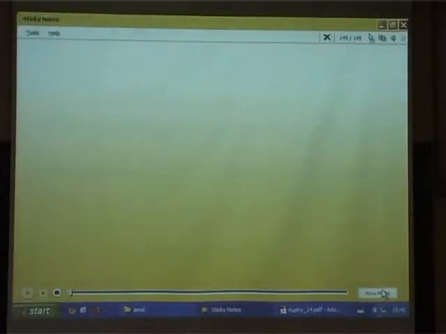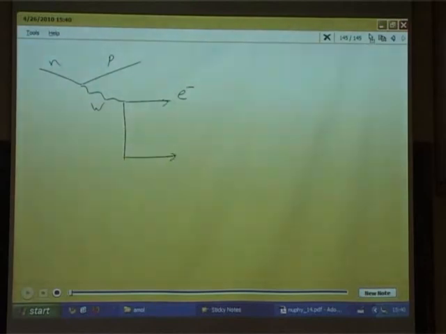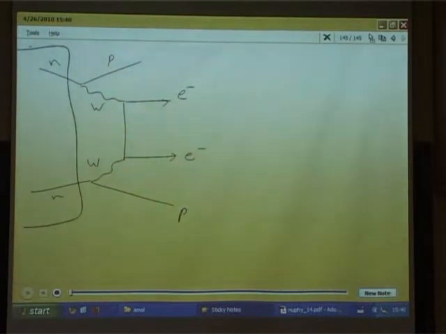So this is the process. This is a neutron and it goes to proton. This is W. Electron going out. Another electron going out. W. Neutron coming in. Proton. So this forms a nucleus, the parent nucleus. This forms the daughter nucleus.